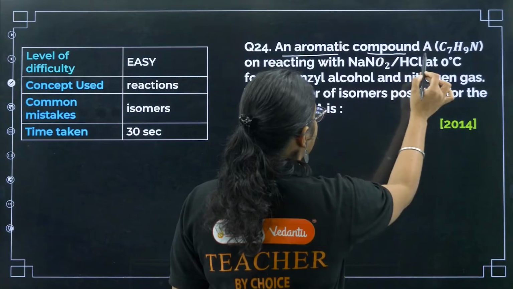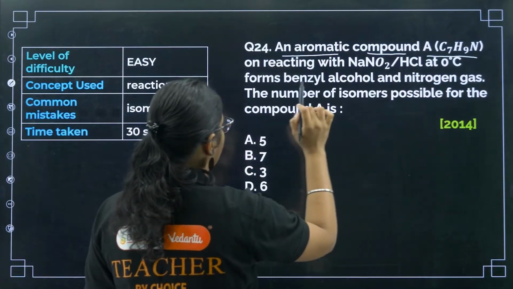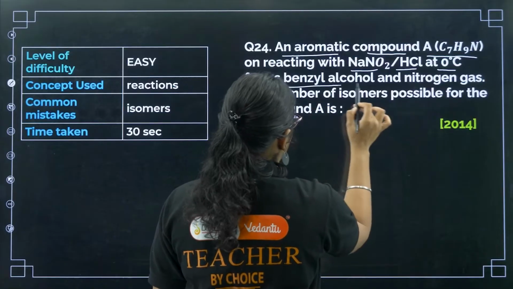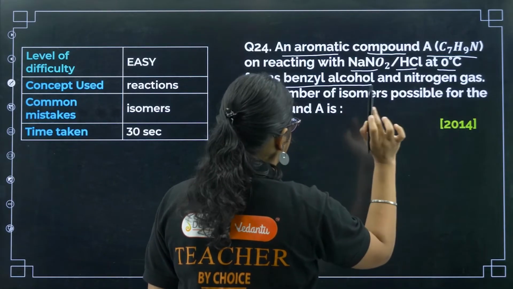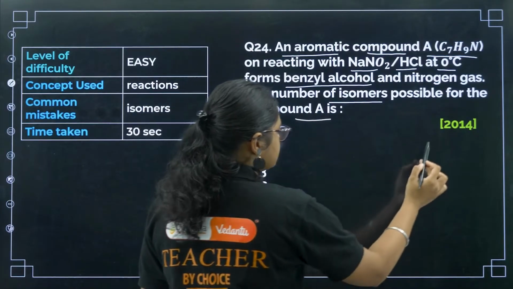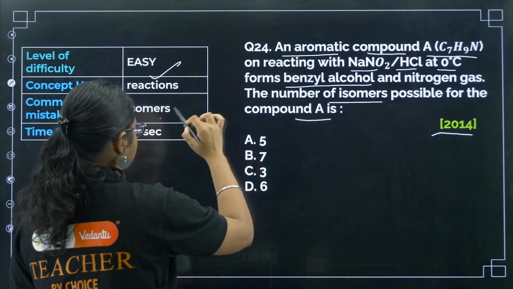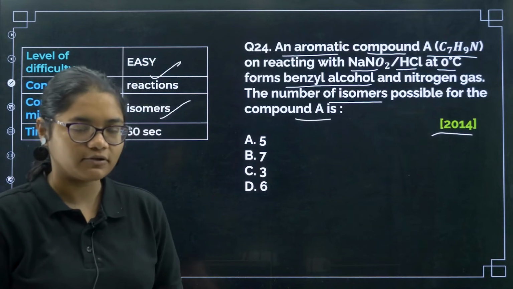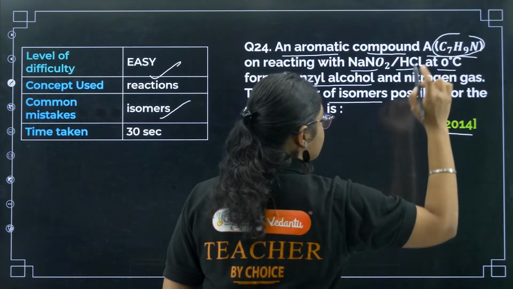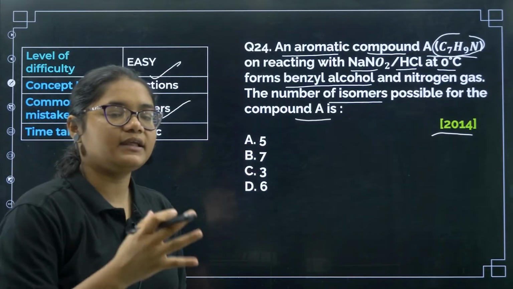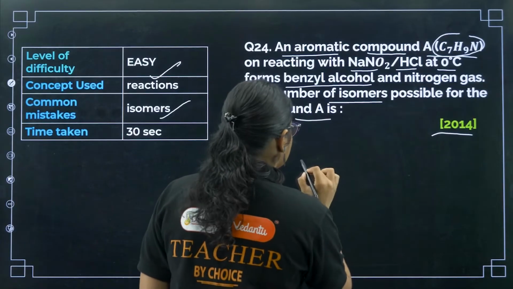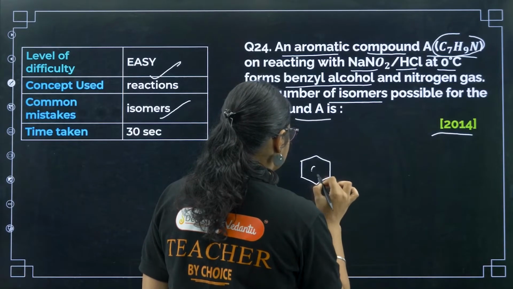An aromatic compound A, C7H9N, on reacting with NaNO2 HCl at 0 degrees Celsius forms benzyl alcohol and nitrogen gas. The number of isomers possible for compound A is. This is a 2014 question, easy question. You should be knowing how to draw all the different types of isomers. First of all, remember, whenever the number of carbons is more than 6, you should think there is a benzene ring.